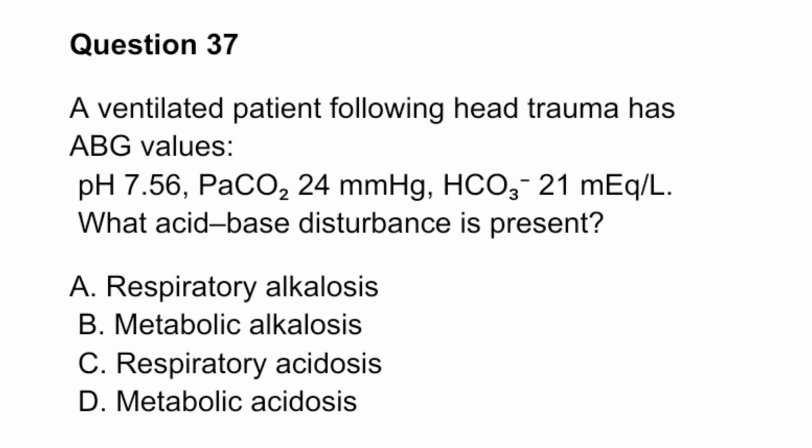Question 37. A ventilated patient following head trauma has ABG values pH 7.56, PaCO2 24 mmHg, HCO3- 21 mEq per liter. What acid-base disturbance is present? A. Respiratory alkalosis. B. Metabolic alkalosis. C. Respiratory acidosis. D. Metabolic acidosis.